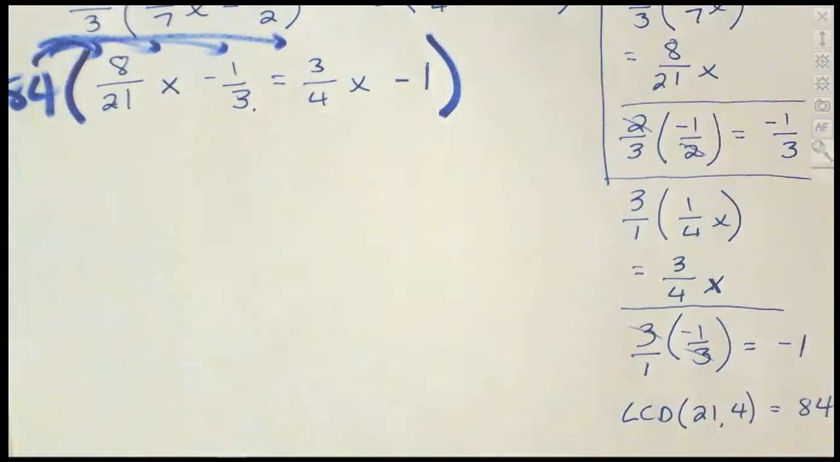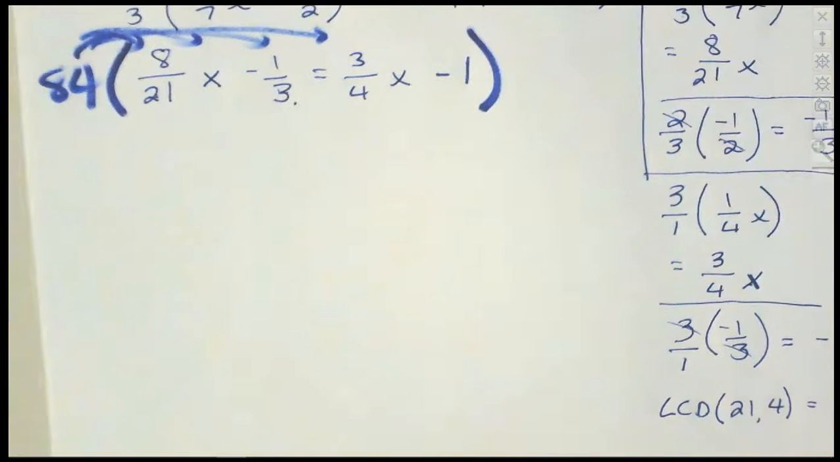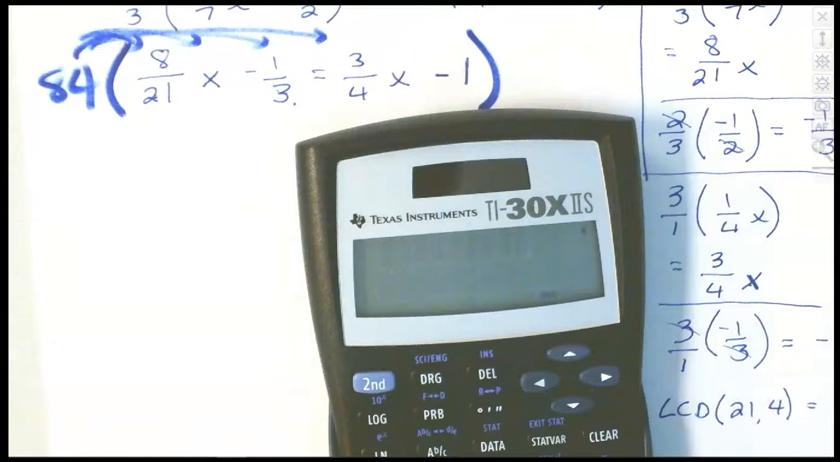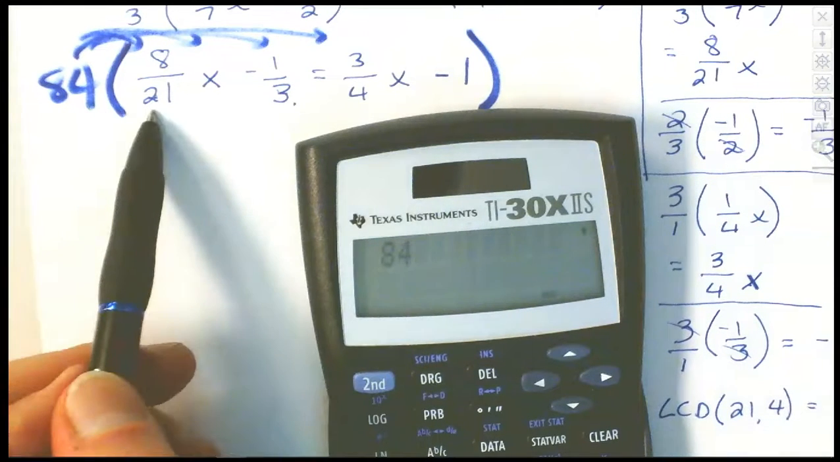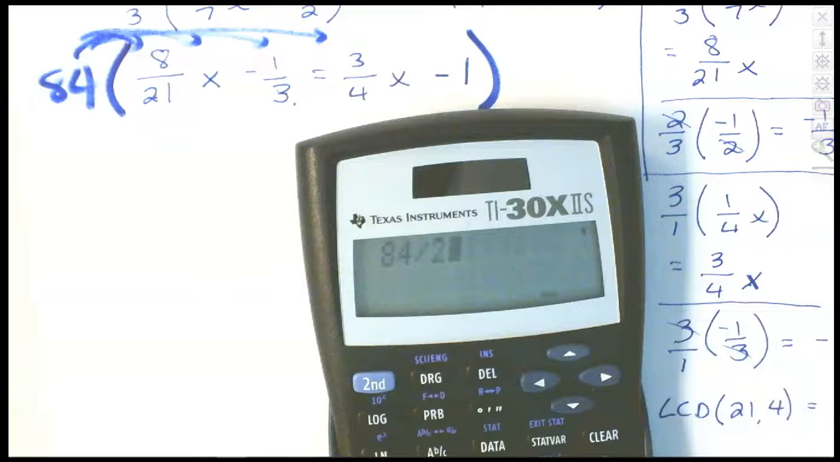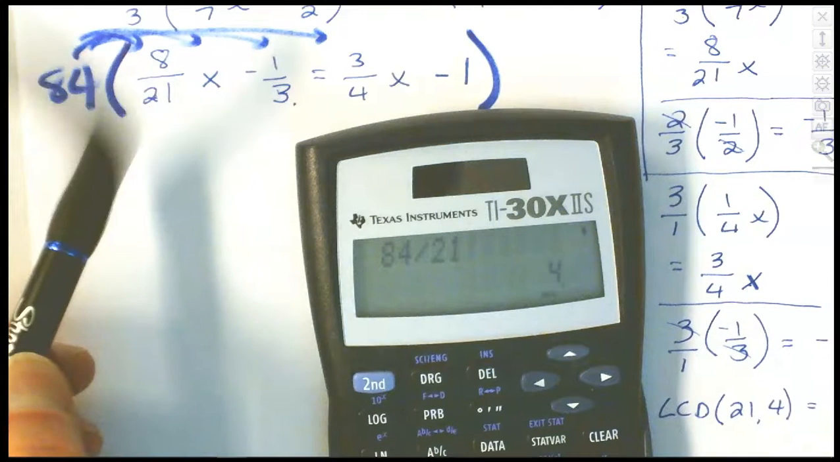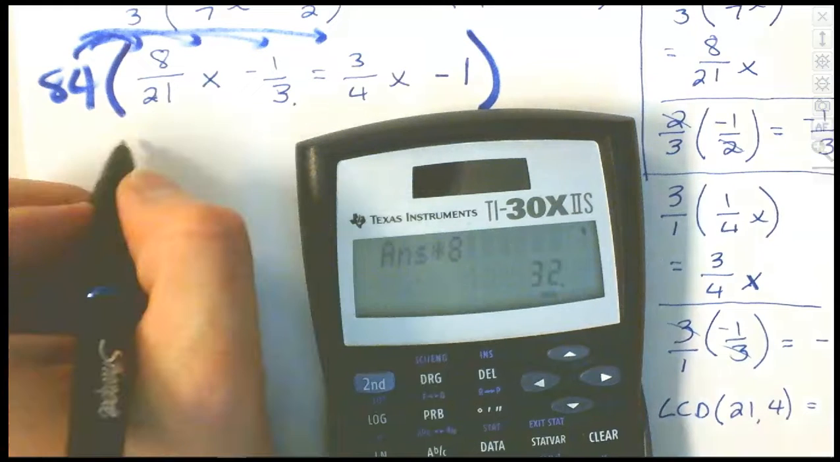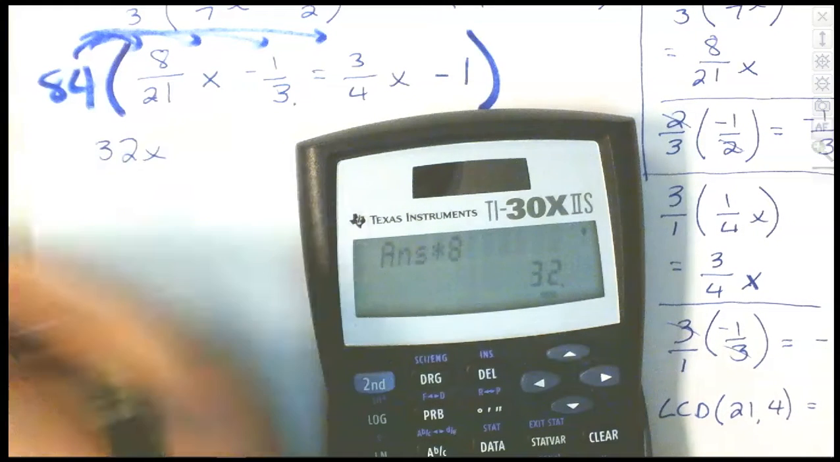What's our procedure again? Divide, multiply. So let's go ahead and divide and multiply. So what do we have? 84. What are we going to do? Divide that by 21, right? Then what do we do with that? Multiply it by what? 8. And that gives me then a 32x.